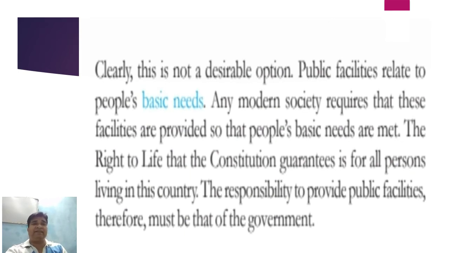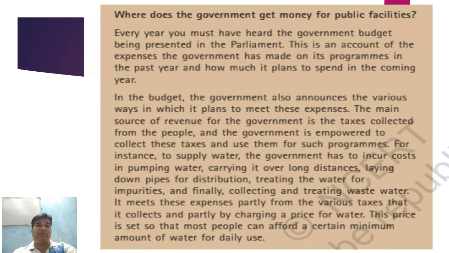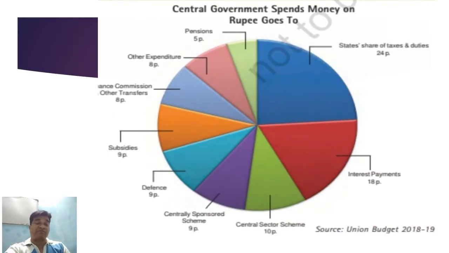Public facilities relate to people's basic needs. Water is a basic need. So in a way, public facilities are for the people. Where does the government get the money for these public facilities? The government gets the money from taxes. When we pay taxes, the government gets this money for use.